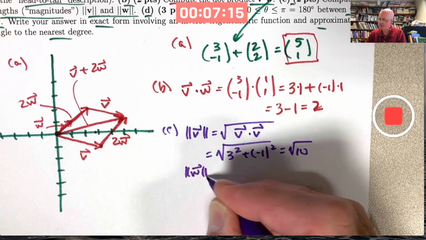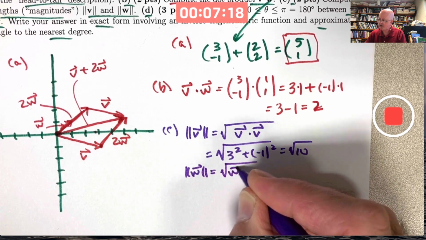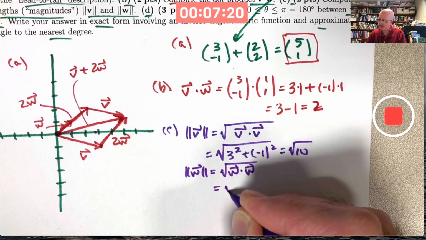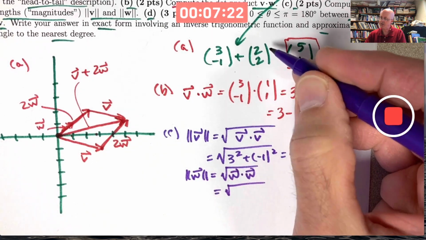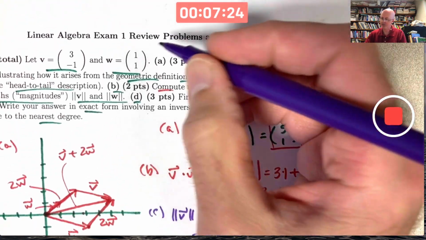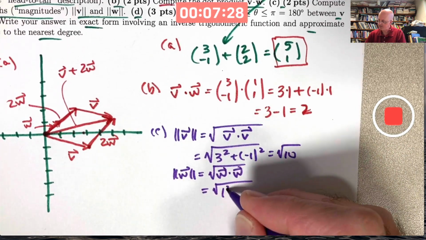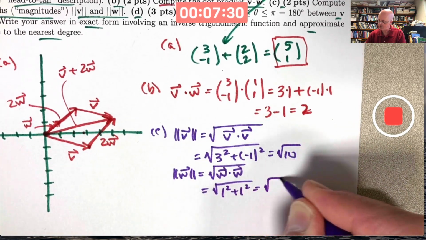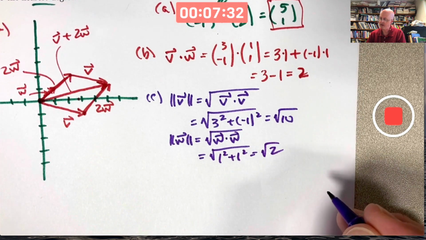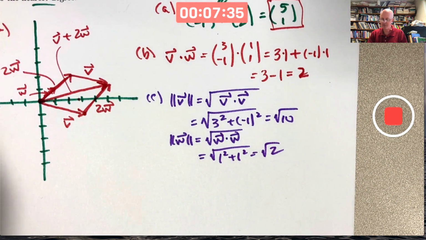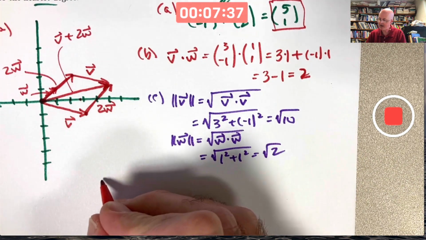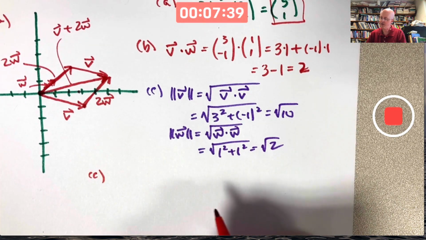The magnitude of w is going to be the square root of w dotted with itself, also with the Pythagorean theorem. You're going to get the square root. Okay, that's not w. This was w. Careful. You're going to get the square root of 1 squared plus 1 squared. Square root of 2. Okay, about 1.4. All right, now we found those magnitudes. We can now move on to finding the angle between the two vectors.